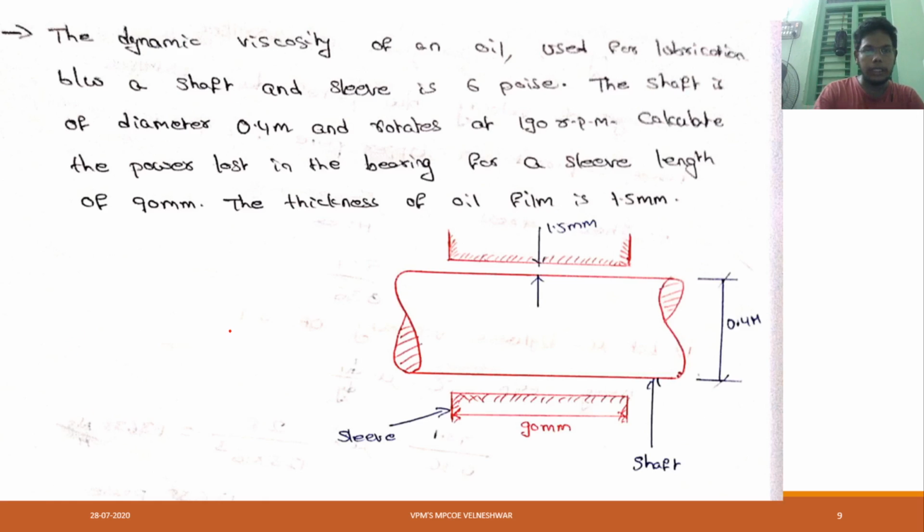Means, suppose this 0.4 meter shaft is rotating. Whenever it is rotating, there will be a small bearing of 90 mm. He asks us to calculate the power loss of the bearing for a sleeve. Means one more sleeve is attached at the corners, both corners. And what is the length of that? That is 90 mm. And the thickness of that film is 1.5 mm. Means whenever it is rotating, how much power will be lost? We have to find out that value.